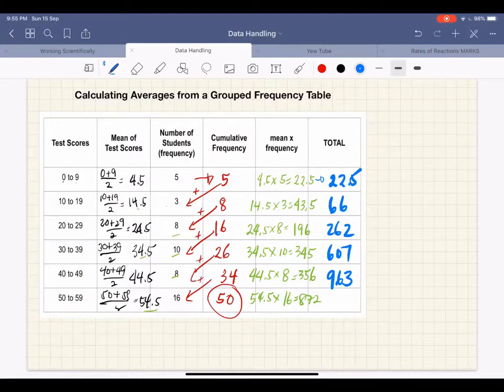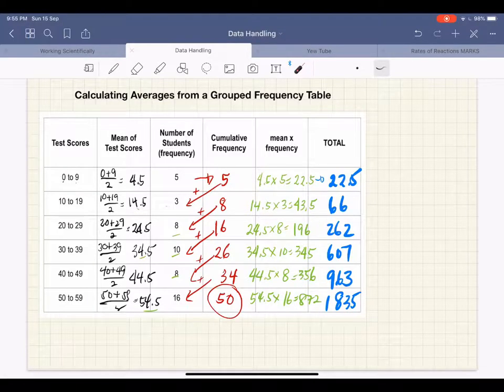963, plus 872 equals 1,835. Okay, now always double check. 22.5 plus 43.5 equals 66, plus 196 equals 262, plus 345 equals 607, plus 356 equals 963, plus 872, total 1,835.